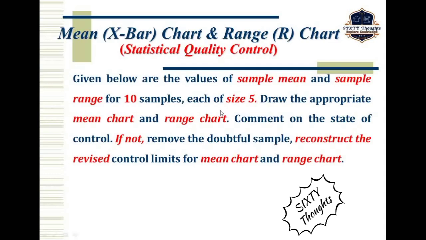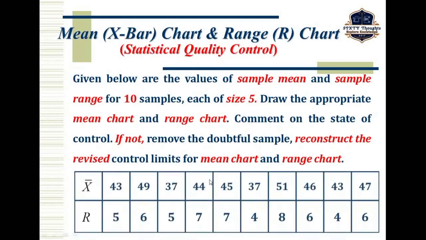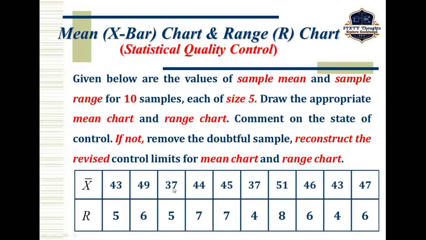Suppose your problem belongs to out of the control, so we go for the next stage. If not, remove the doubtful sample. That means any sample value out of the control, remove that point. Again we consider the remaining values, then solve the problem. That is nothing but the following questions. If not, remove the doubtful sample and reconstruct the revised control limits for mean chart and range chart for the given data. Okay, the given sample mean values and the sample range values.